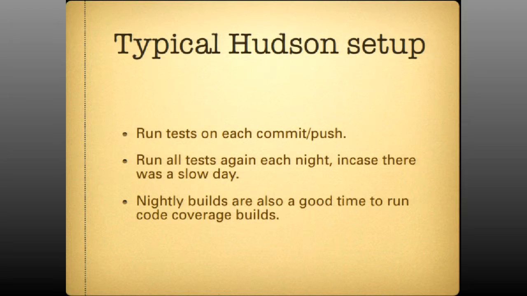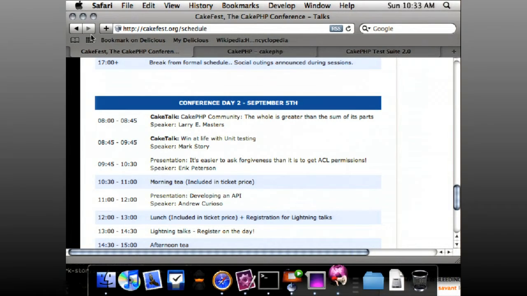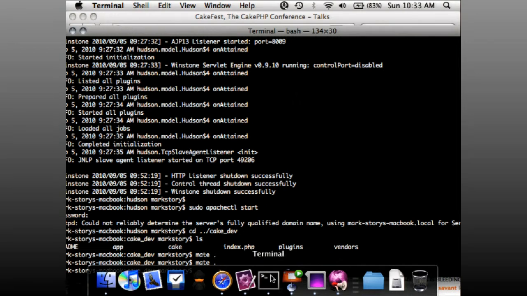And code coverage often takes a long time to run just because it's a very processor-intensive process. So setting Hudson up, I wouldn't try and do it right now because the network's kind of weird, but I did it last night so I can show you. Go to hudsonci.org, right-click on the download link, copy link, wget that address, and then run java -jar hudson.war.